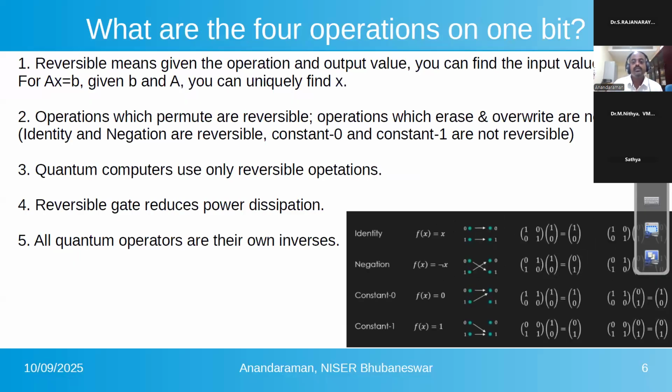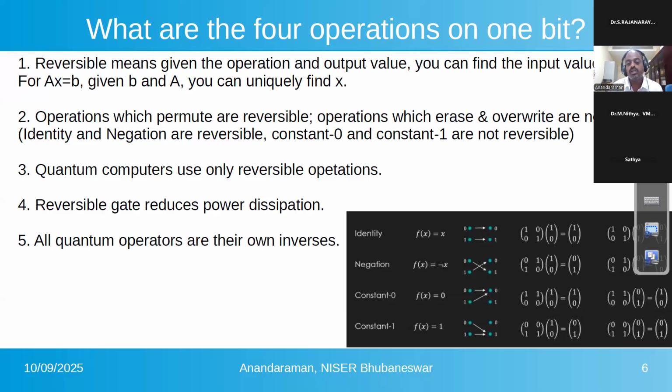We can do 4 operations on one single bit: identity, negation, constant 0 and constant 1. In quantum, everything should be reversible. Reversible means that given the operation and the output value, you can find the input value: for A of x equal to B, given B and A you can uniquely find x. Identity and negation are reversible, but constant 0 and constant 1 are not reversible.